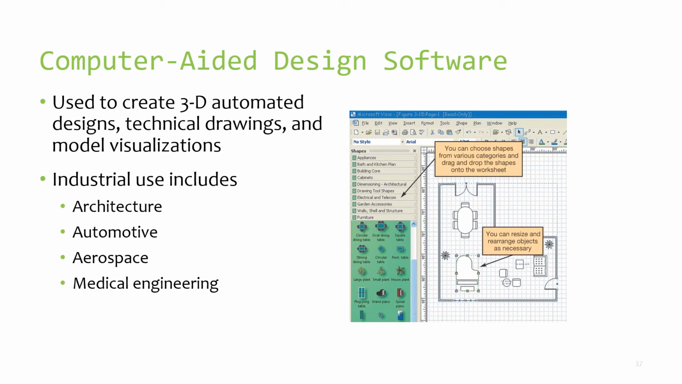Computer-aided design, CAD, programs are a form of 3D modeling that engineers use to create automated designs, technical drawings, and model visualizations. Specialized CAD software is used in industries such as architecture, automotive, aerospace, and medical engineering. With CAD software, architects can build virtual models of their plans and readily visualize all aspects of design before actual construction. The 3D nature of these programs allows engineers to rotate the model and make adjustments to their designs where necessary, thus eliminating costly building errors.